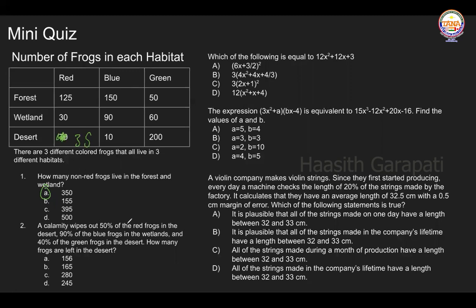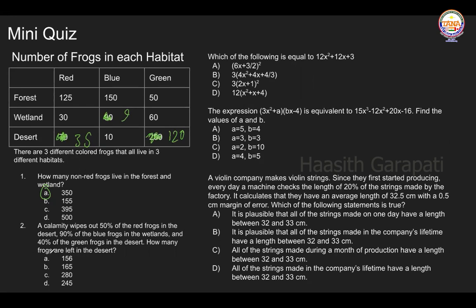90% of the blue frogs in the wetlands are killed. So it's going to be 9 blue frogs left in the wetlands, and 40% of the green frogs in the desert are killed. So 40% of 200 is going to be 80, and minus 80 is going to be 120 green frogs left in the desert. How many frogs are left in the desert?